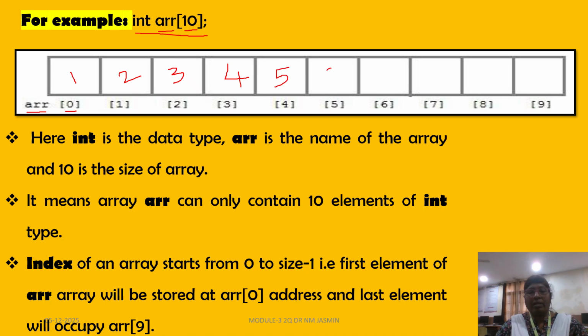Similarly this is the location for the sixth element, this is the location for the seventh element, this is the location for the eighth element, this is the location for the ninth element, and this is the location for the 10th element. Okay, because the size here they have given us is 10 elements. 10 elements are there, here it is representing this syntax.